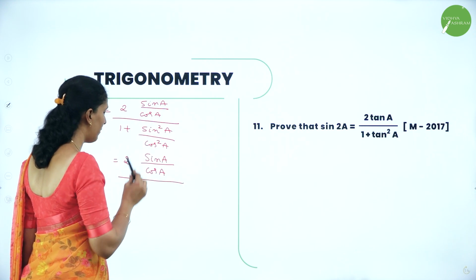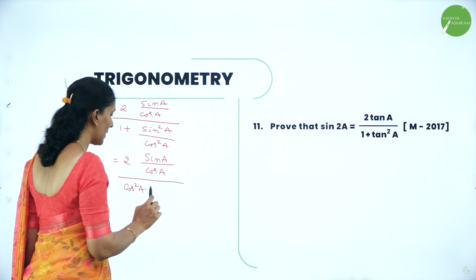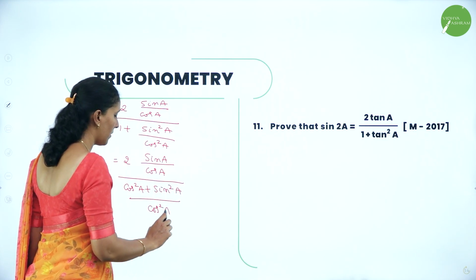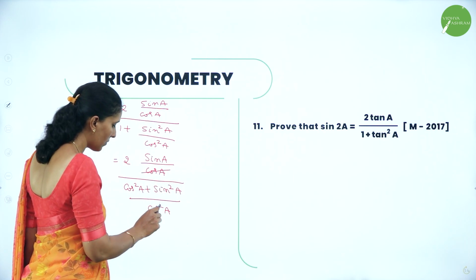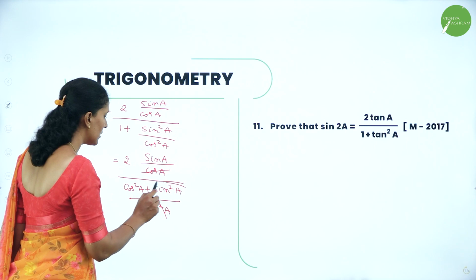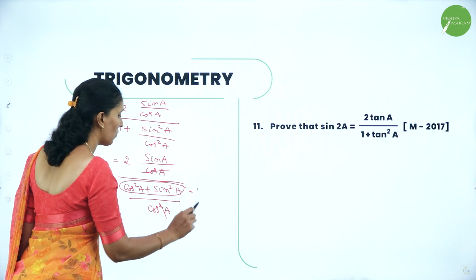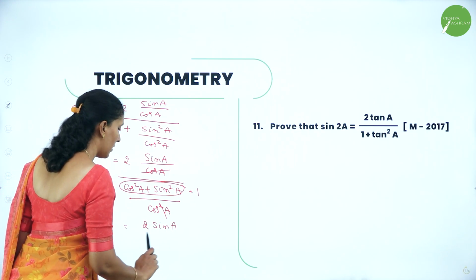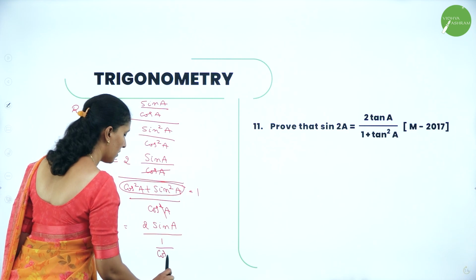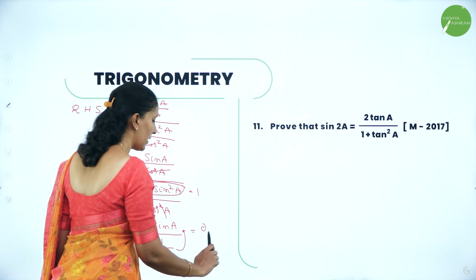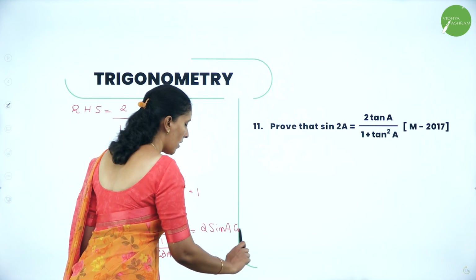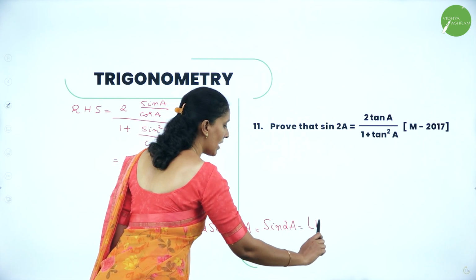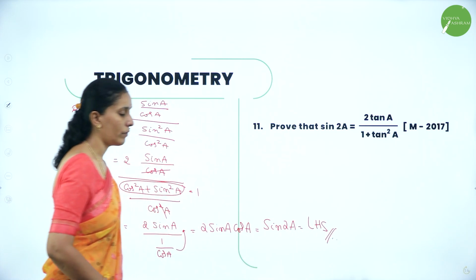So solving the fraction here, we'll get it as cos square a plus sin square a divided by cos square a. Now here 1 cos a cancels with 1 cos a. The sum of cos square plus sin square is equal to 1. So therefore here I will get 2 sin a divided by 1 by cos a. 1 by cos a shifting to the numerator, it becomes 2 sin a cos a. We know that 2 sin a cos a is nothing but sin 2a, that is the left hand side. Hence we proved.